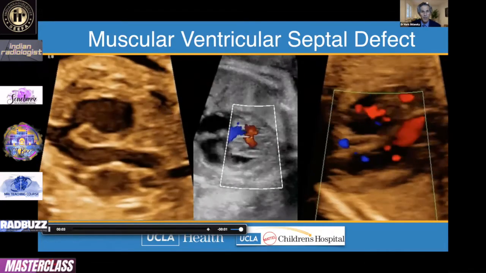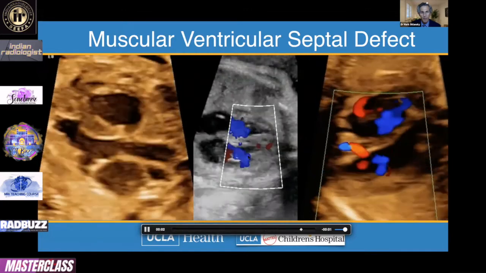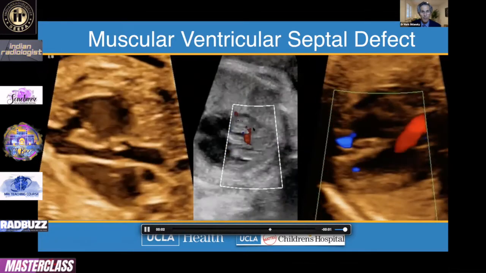Here you could see on this baby in the middle, you could see the flow direction is from right ventricle to left ventricle.